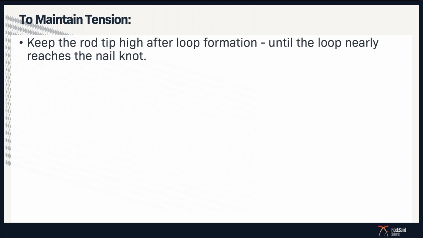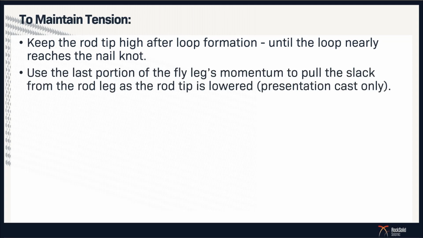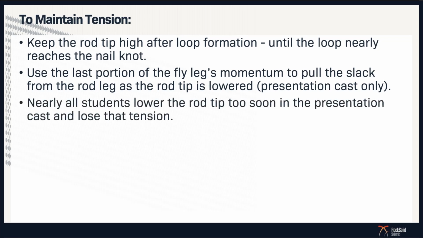But to maintain tension, we need to keep the rod tip high after loop formation until the loop nearly reaches the nail knot. We use the last portion of the fly line's momentum to pull the slack from the rod leg as the rod tip is lowered during the presentation cast. Nearly all students lower that rod tip way too soon in the presentation cast and lose that tension. We've all seen it, the spin fishermen amongst us, which is nearly all of us before we started fly fishing, make that final presentation by really opening up that stroke, and we end up not only widening the loop but reducing the tension that we get.